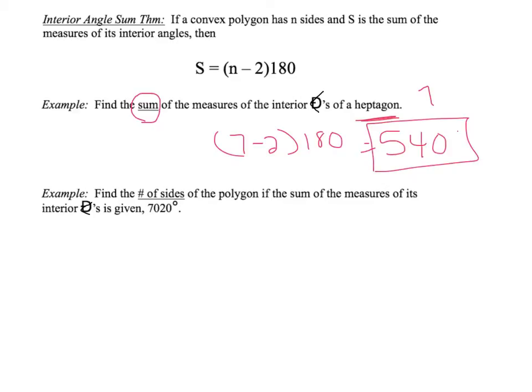Okay, so what I would like for you to do now is do this next example, so pause me. Use this formula, please, it's going to help you out. And in this case, I'm asking you to find the number of sides if I give you the sum as 7,020.